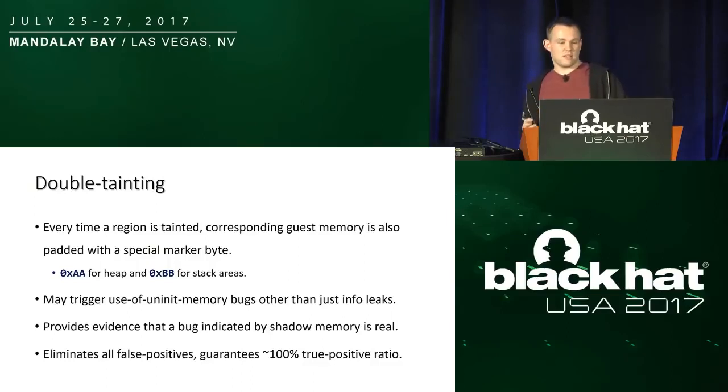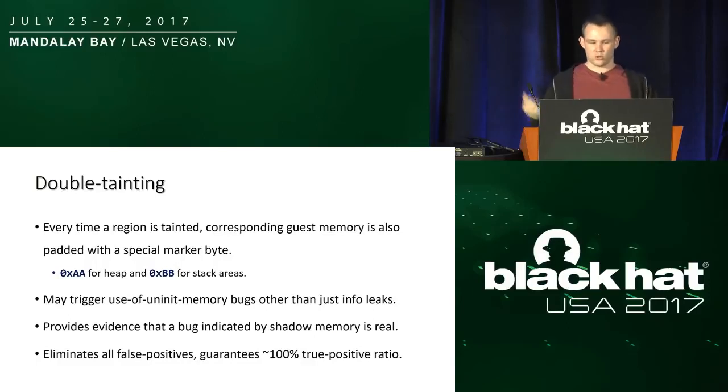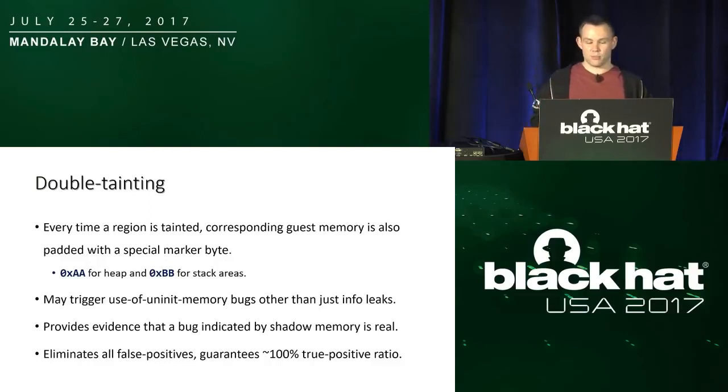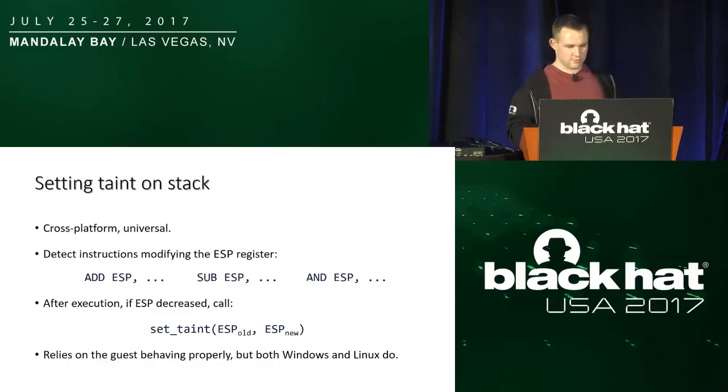This is used mostly, first of all, in order to eliminate all false positives, because now we have the guarantee that if shadow memory indicates that there is a bug, we can also refer to the actual guest memory and see if these original marker bytes are still these values of AA or BB. It can also trigger some use of uninitialized memory bugs that are not just info leaks, but also other bugs.